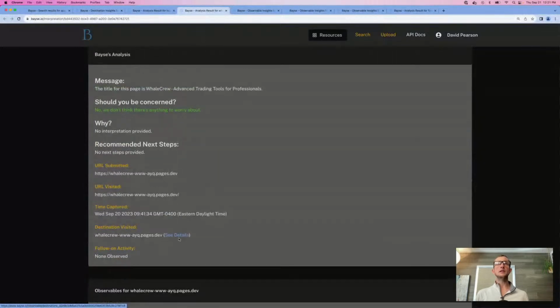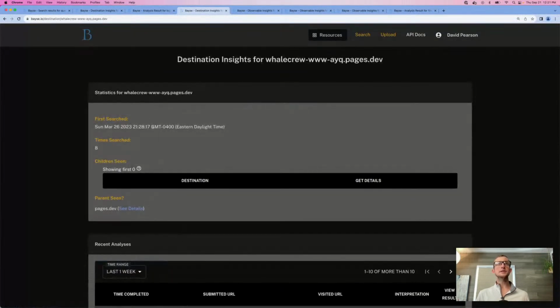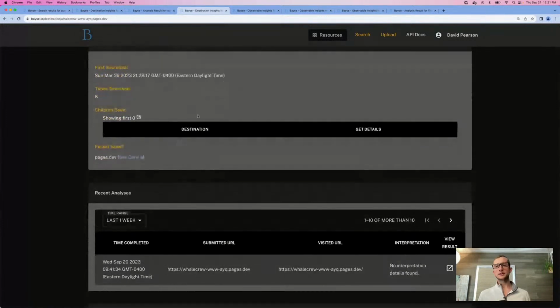One thing that we can look at and see is, have we seen any of the parent, this is actually just at the third level. So pages.dev is above that, but sometimes there's four layers of destinations, subdomains. And so this one, we don't have a fourth layer. So we don't get to find that.